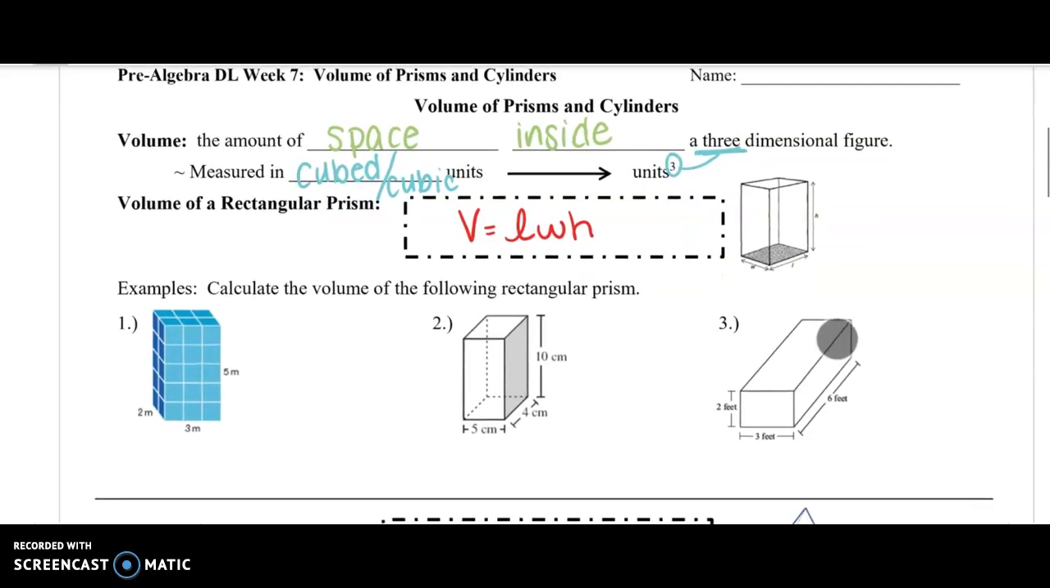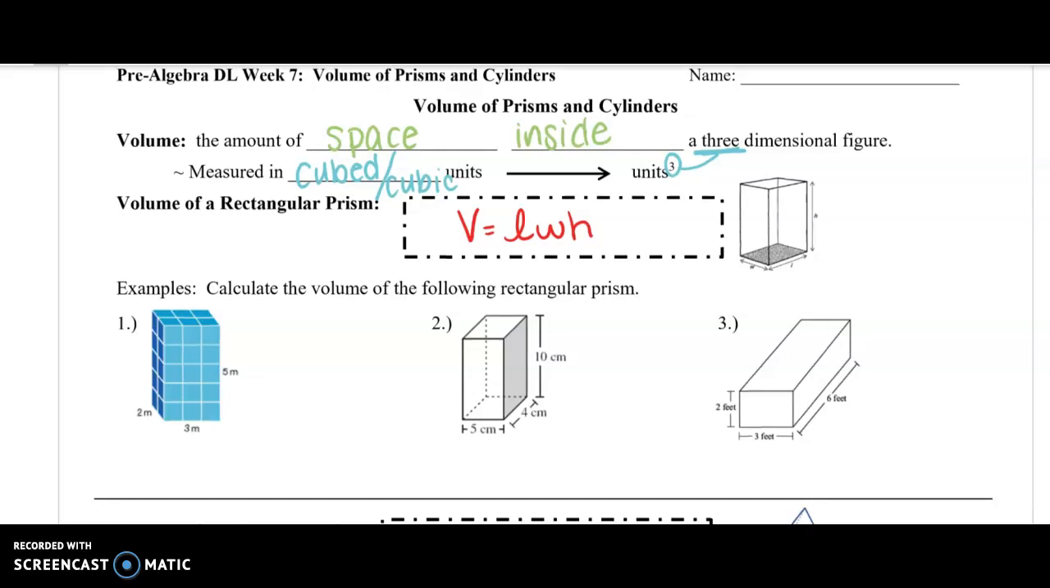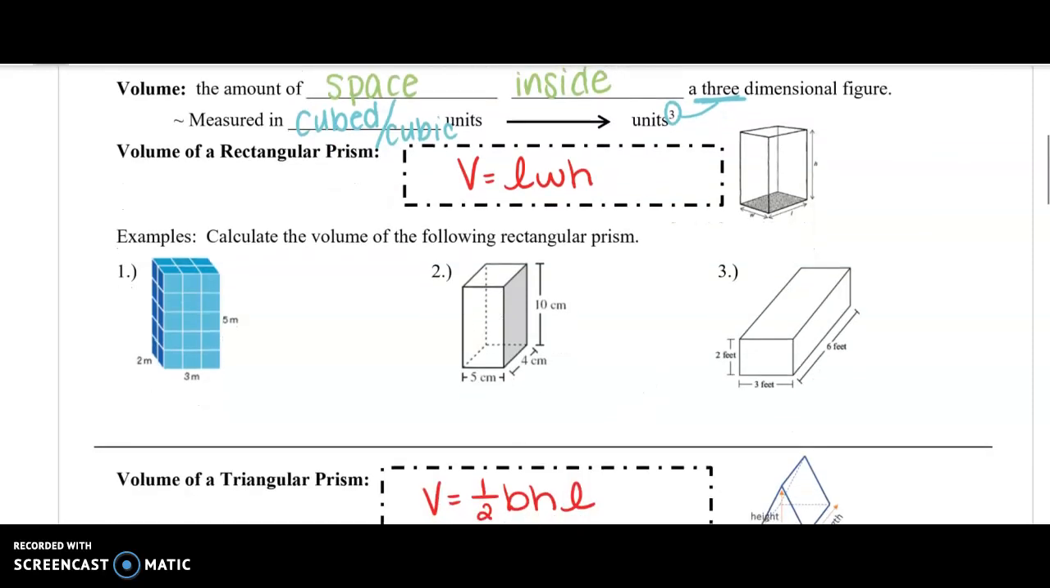Okay. So I already have the formulas filled in for you. That way we make sure you have them right. So the volume of a rectangular prism, so think cereal box, is going to be length times width times height. Okay, so you're just going to take the three measurements given and you multiply them together. So we have three examples here.